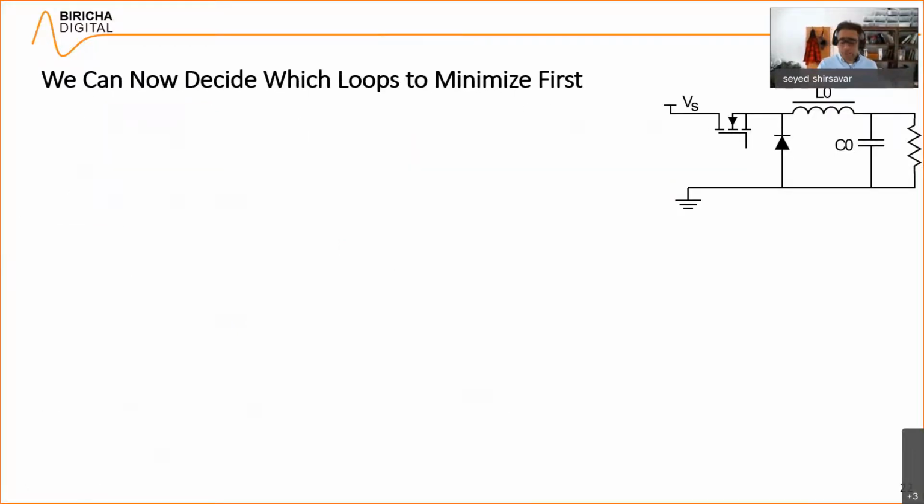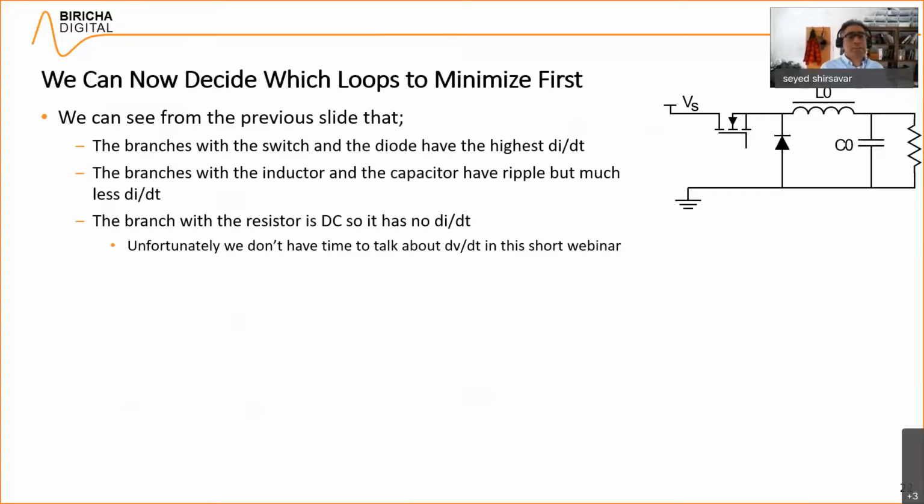Okay, how do we choose which loops? We can see from the previous slide that the branches with the switch and the diode have the highest di/dt. The branches with the inductor and capacitor have ripple, but not as much di/dt. And the branches with the resistor is DC and therefore no di/dt. We should really also talk about dV/dt on the switch node, but unfortunately in this short webinar, we don't have time to do that.